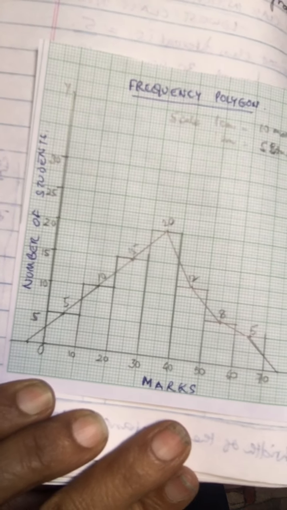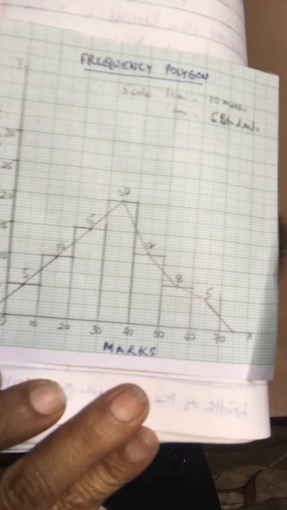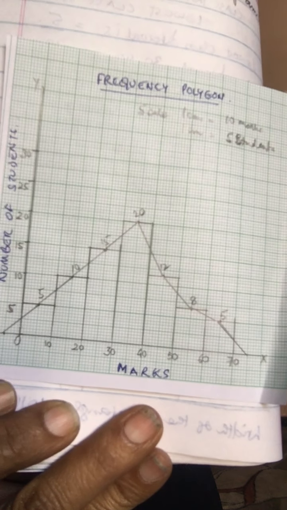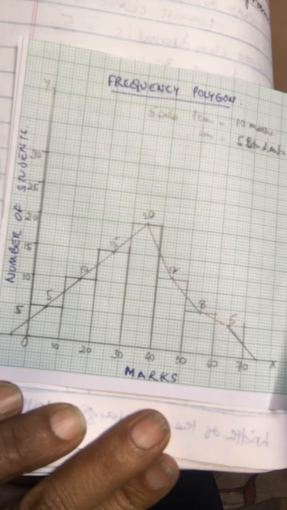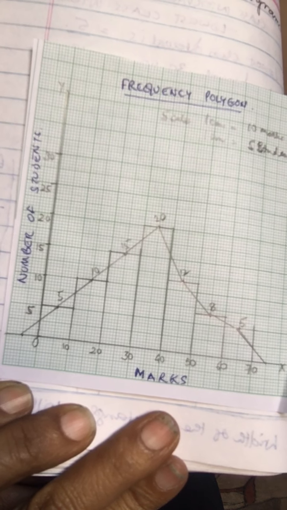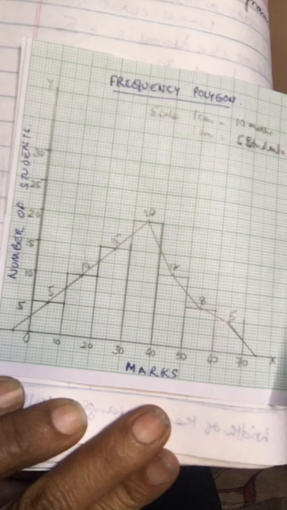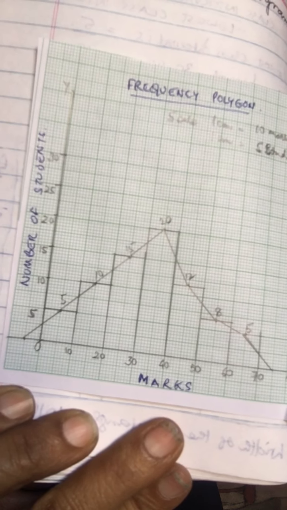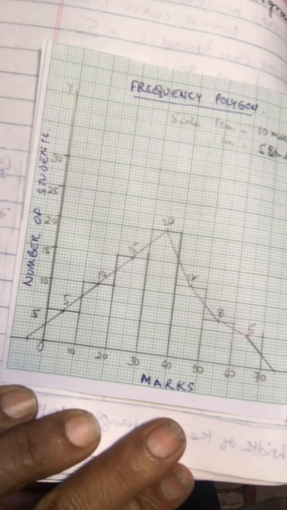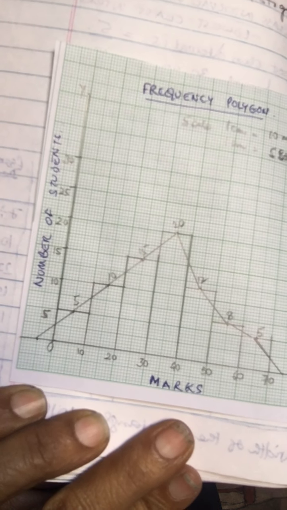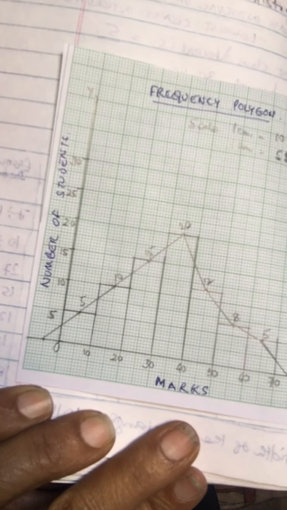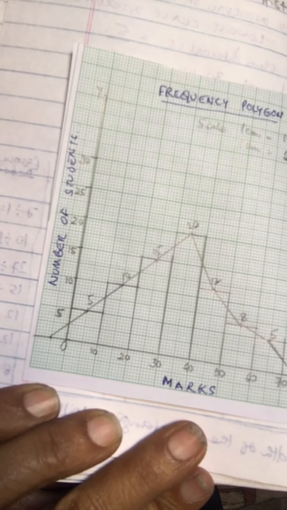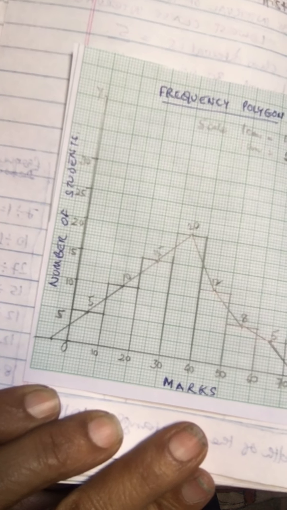So again, as I told you before, a polygon can be made with the help of a histogram and without histogram. Here we use the histogram. So what did we do first? We constructed a histogram, took the data and drew a suitable histogram. Then we took the midpoints of the upper horizontal side of each rectangle. Thirdly, we joined these midpoints of the adjacent rectangles of the histogram by straight lines.